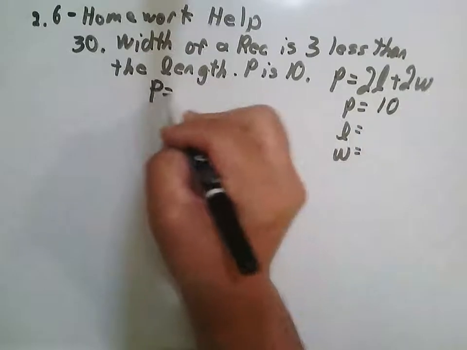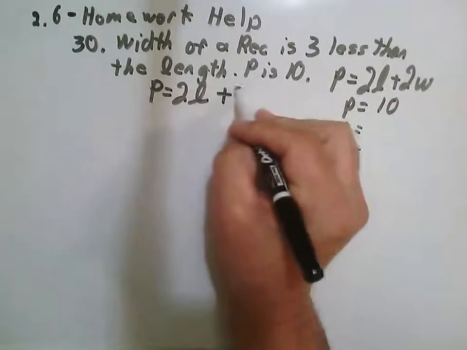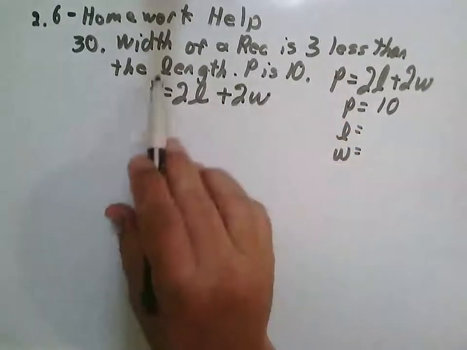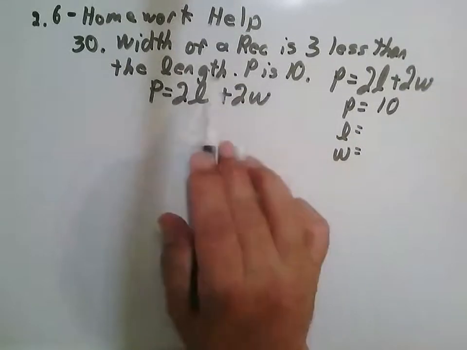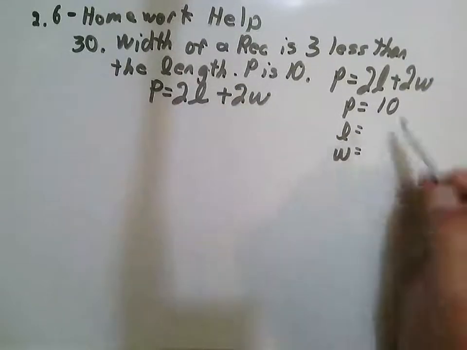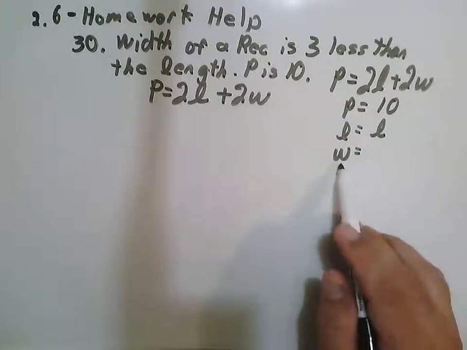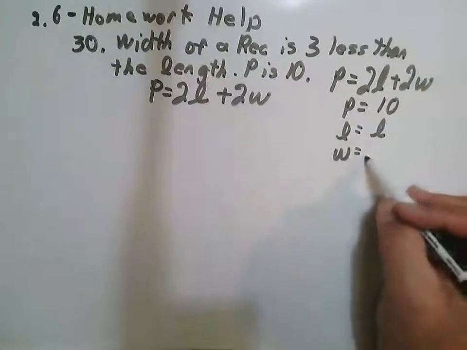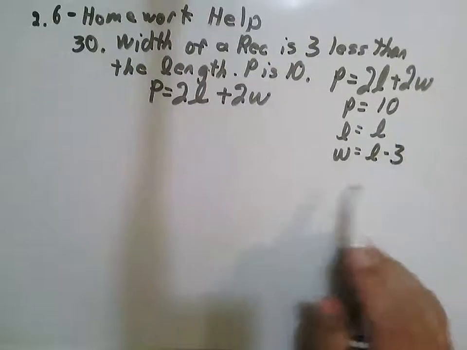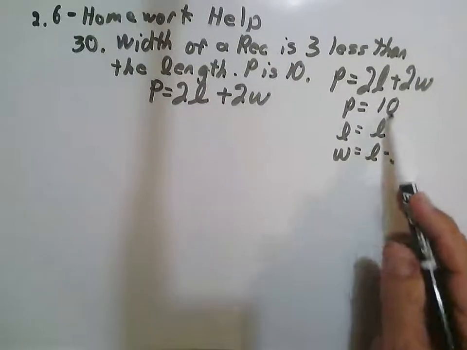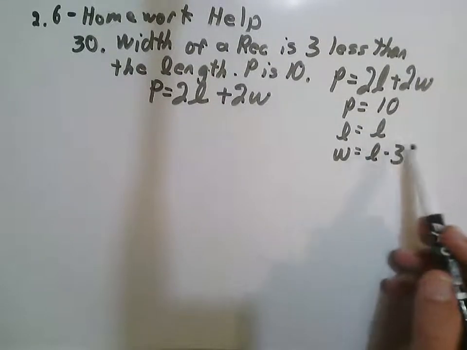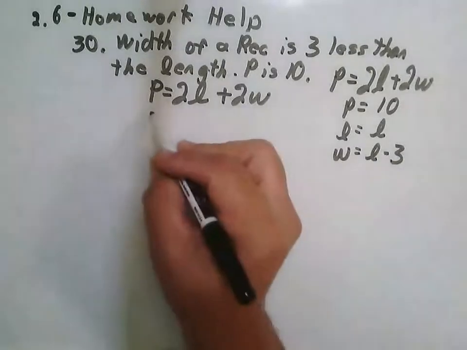I'm just going to go ahead and rewrite my formula over here. And then it says the width is 3 less than the length. So I don't know what the length is, so my length is just going to remain at L. Remember, you're going to have one variable here. But I know that my width is 3 less than, so that's just going to be L minus 3. All right, it's just 3 less than. So notice that now I only have one variable, and that's really what you're trying to do with all of these. So I'm going to just substitute in.